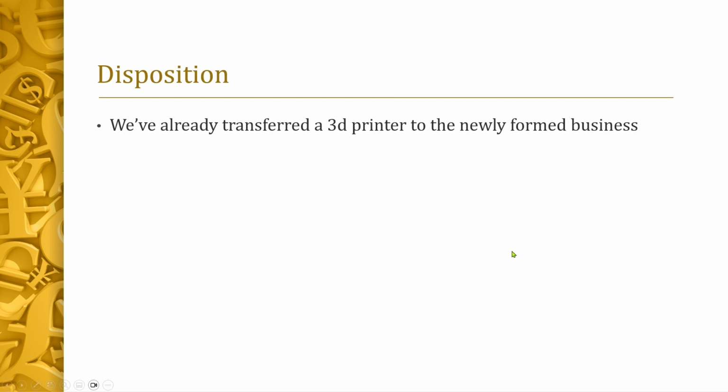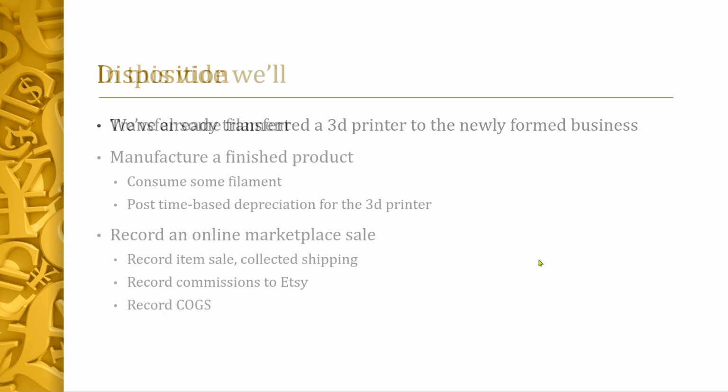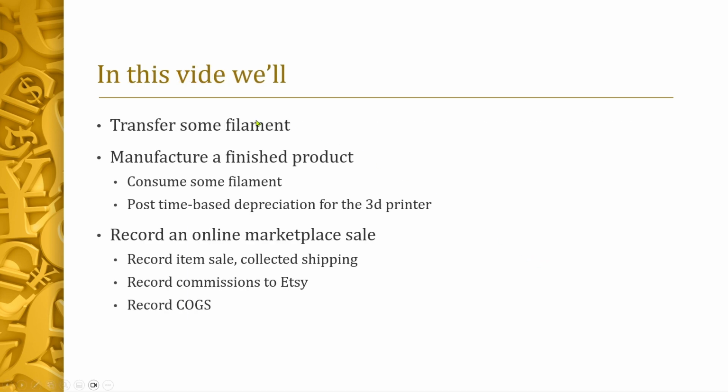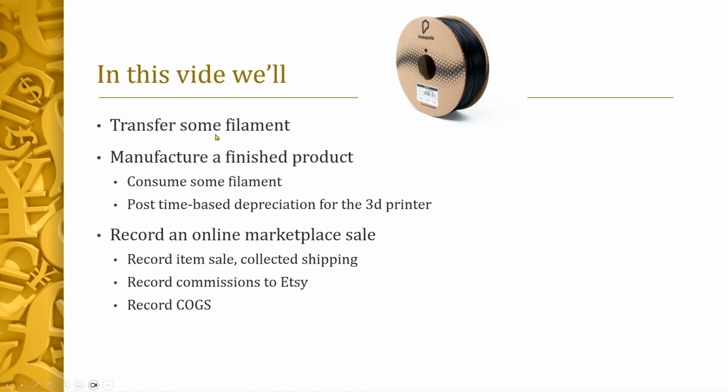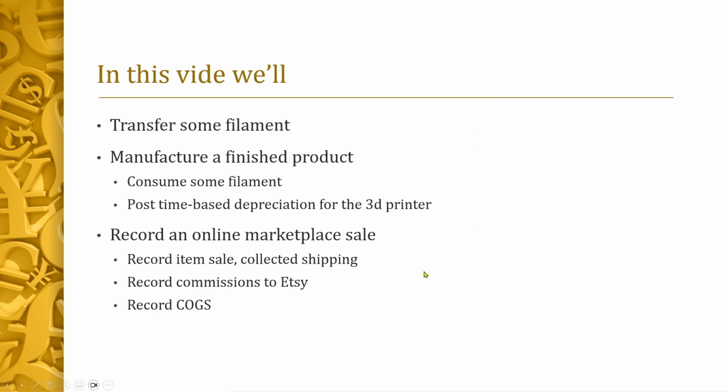From the last time, you remember that our fictitious business has acquired a 3D printer, and it was transferred from the owner to the business. Now let's transfer some filament. In order to print, we need some plastic. Then we're going to create a journal to manufacture a finished product. So we're going to take a look at which postings are involved in there. Going to record a sale that happened on an online marketplace, Etsy in this case. And we're going to calculate whether we made money or not.